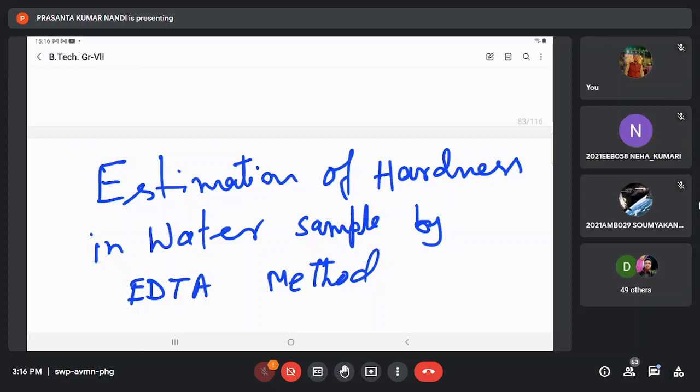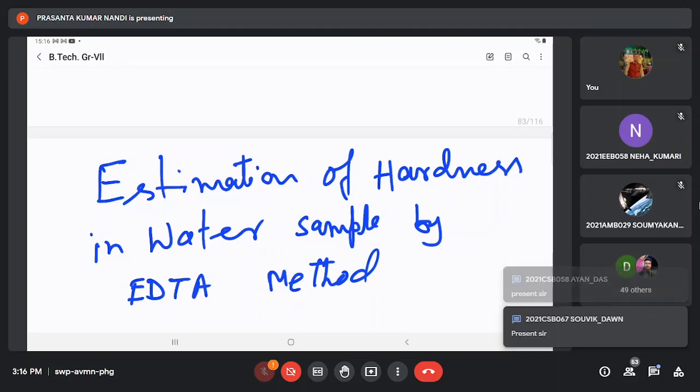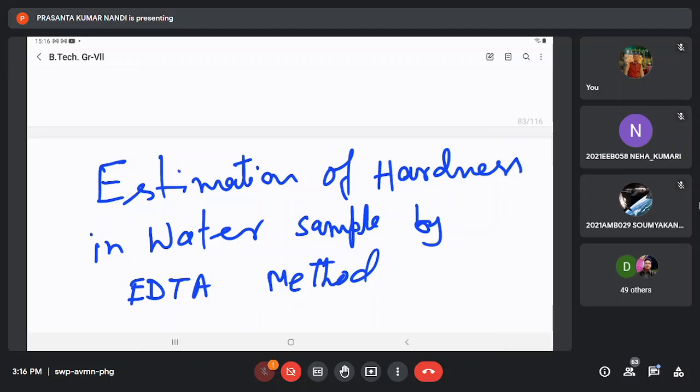So one has to convert or find out the equivalent amount of calcium carbonate, whatever the salt present, whether magnesium chloride or calcium chloride salts are present, then you have to express the equivalent amount of calcium carbonate. What is the equivalent? How to calculate the equivalent weight of the salt? I think you have some idea. So you can easily calculate.